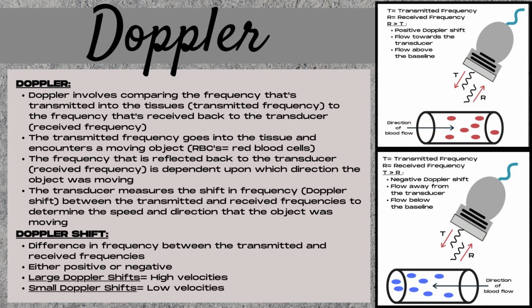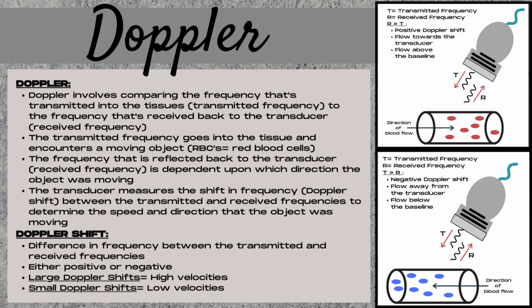So let's start with what is Doppler ultrasound? Doppler ultrasound lets us assess blood flow characteristics. It involves comparing the frequency that's transmitted into the tissues, we call this the transmitted frequency, to the frequency that's received back to the transducer, and this is known as the received frequency.